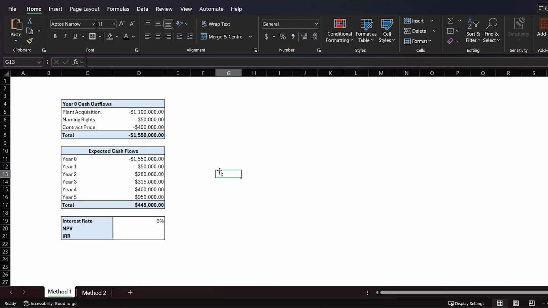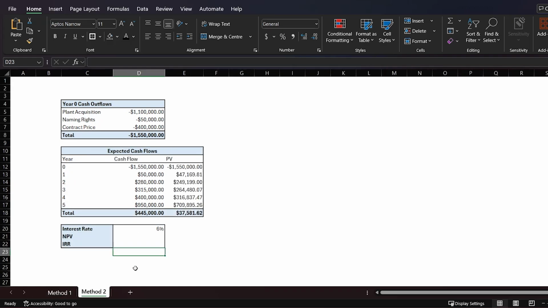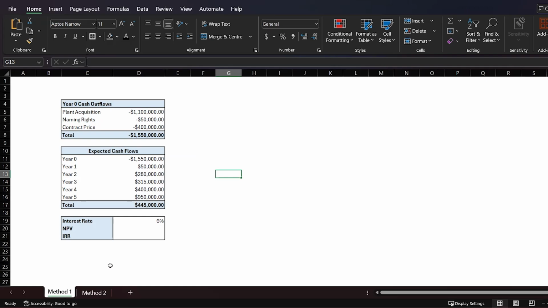How's it going? Today we're going to be looking at how to calculate net present value in two different ways. Net present value is just the difference between the present value of future cash inflows versus the current cash outflows. The first method we're going to use involves the net present value formula, and the second method involves present value payments. Now, without further ado, let's get started.